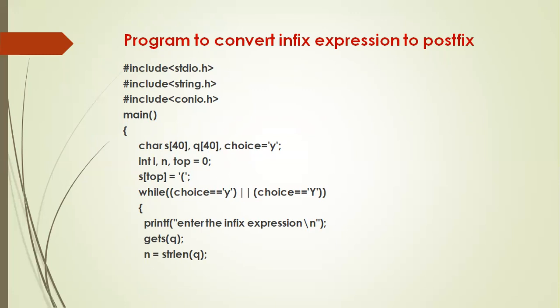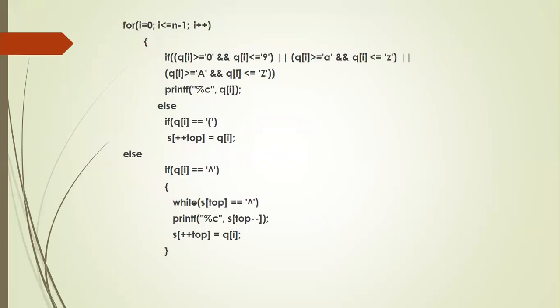Well, the first step in the algorithm says push left parenthesis onto the stack. So that's the reason I have written S of top equal to left parenthesis. Next, here you can convert any number of expressions. I have not written the program for converting only one infix expression into postfix. If you give choice equal to y, you can convert one more expression, till choice equals no. So while choice equals capital Y or small y, enter the infix expression. The infix expression is denoted as Q. So apply gets Q. Then find the length of the queue. Check how many symbols are there in your queue.